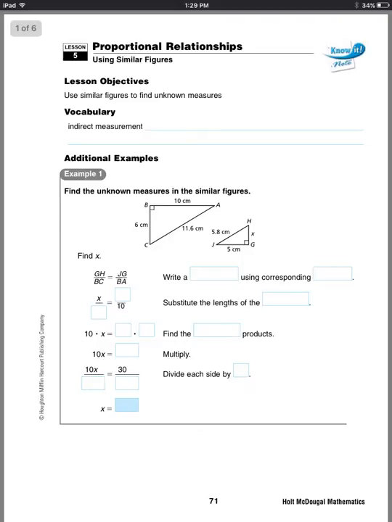Today we're going to use similar figures to find unknown measures of different shapes. We are going to be looking at indirect measurement, which is a method of using proportions to find an unknown length or distance in similar figures. Okay, so the first thing we're going to do is write a proportion using corresponding sides.